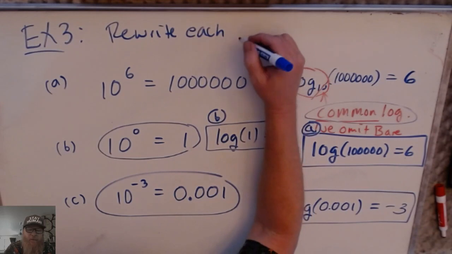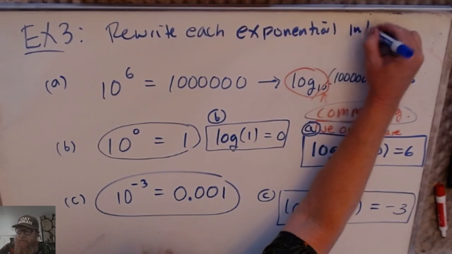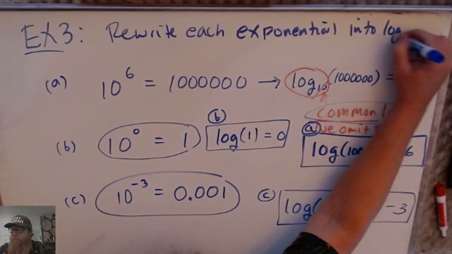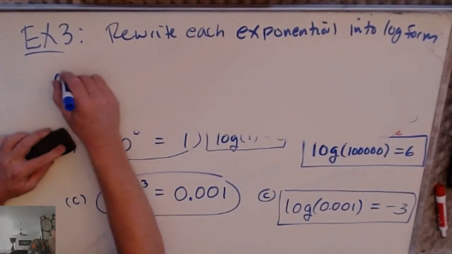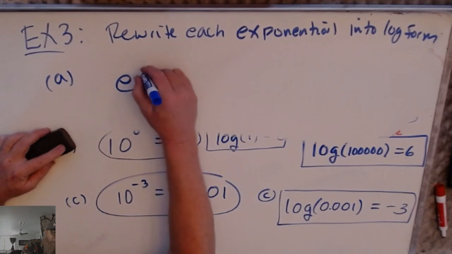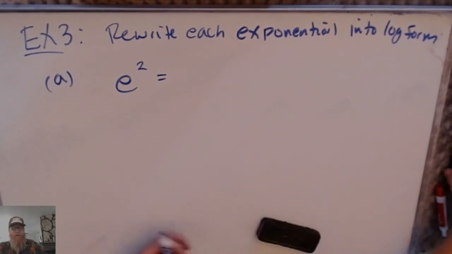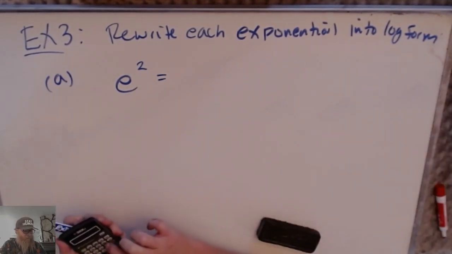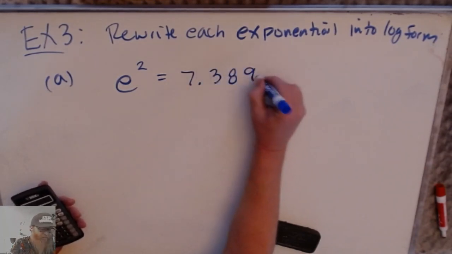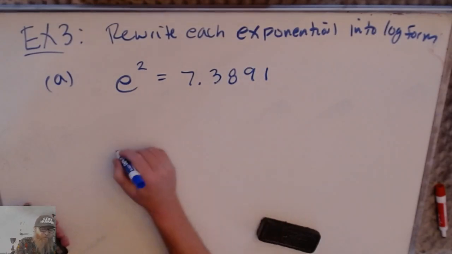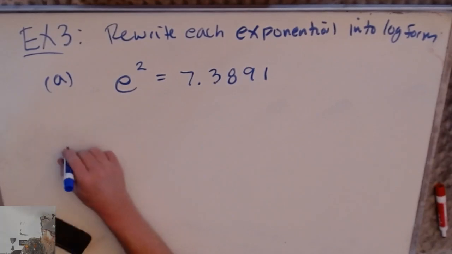So these are all called common logs. Let's do another one. Rewrite each exponential into log form. I probably could have just kept that instruction up there. But practice some of our E's from yesterday. Let's just do 3.